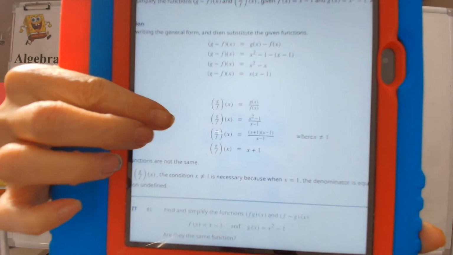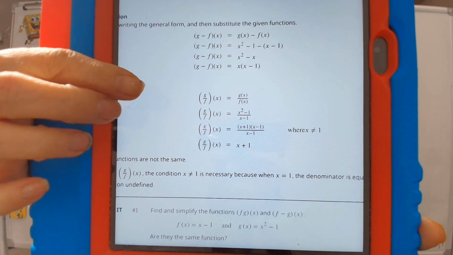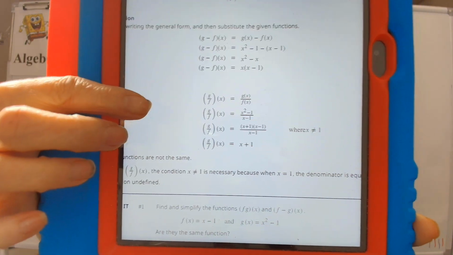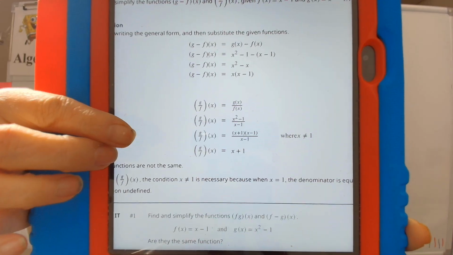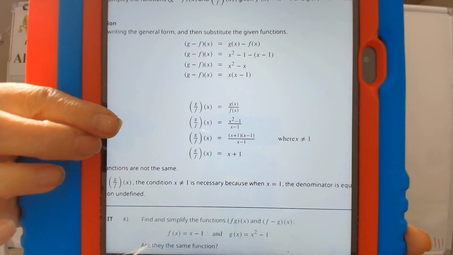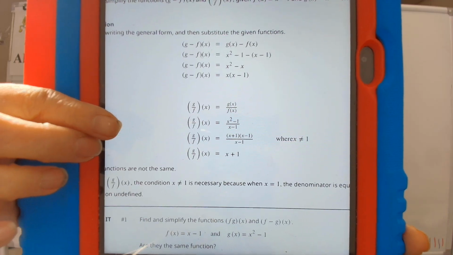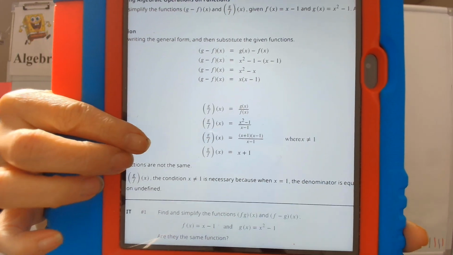what is g over f? G over f is, well, you take the g, which is x squared minus 1, and divide it by x minus 1. In this case, you can factor it, and you have to specify, as always, that the denominator is not 0. That is, x cannot be 1. Otherwise, you can cancel it, and then you get x plus 1 as the result.